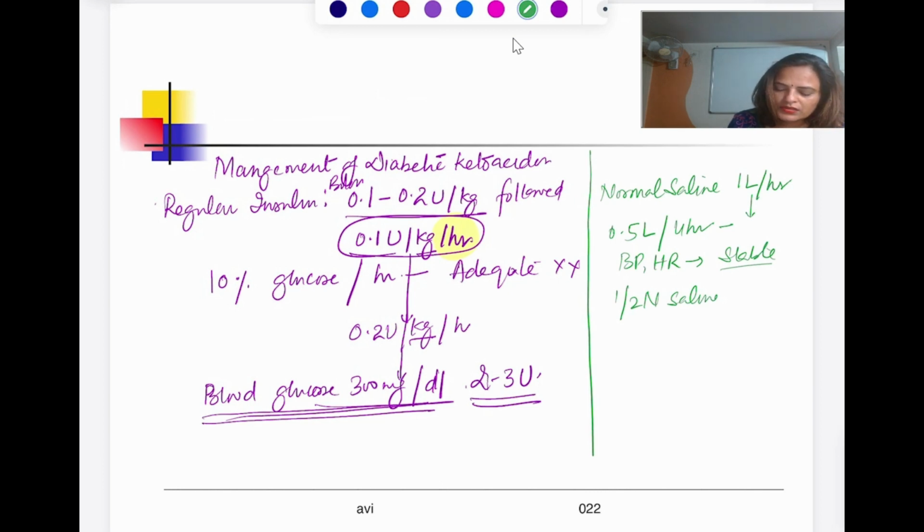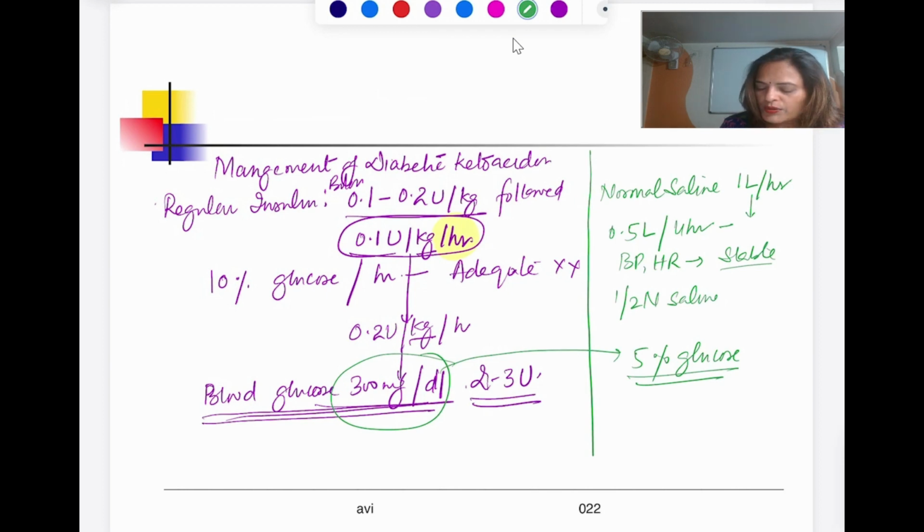Now once the blood glucose level reaches this, then what happens? We are going to give 5% glucose along with this. Now why is this glucose to be given when the blood glucose level reaches 300 milligram per deciliter? Number one, to provide the calories, to replete the hepatic glycogen store. Glycogenesis happened, glycogenolysis happened, so hepatic glycogen stores have to be repleted to prevent cerebral edema, and the most important is for the peripheral utilization of the ketone bodies.